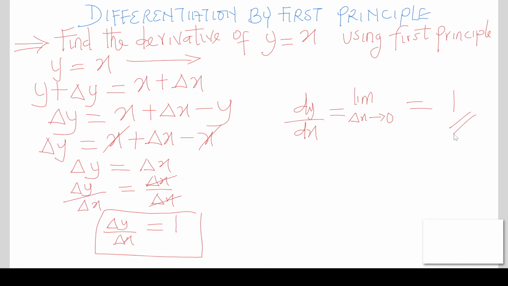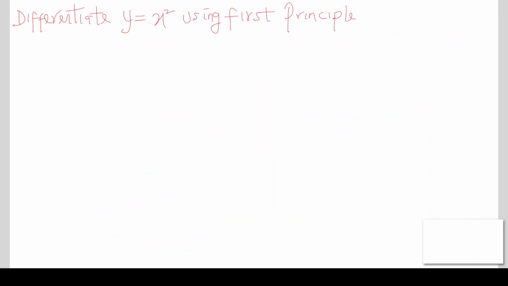Now let's try another example. So I'm going to be considering 2 examples in this video. Okay, the second example says we should differentiate y equal to x squared using first principle. So the question is y equals x squared.